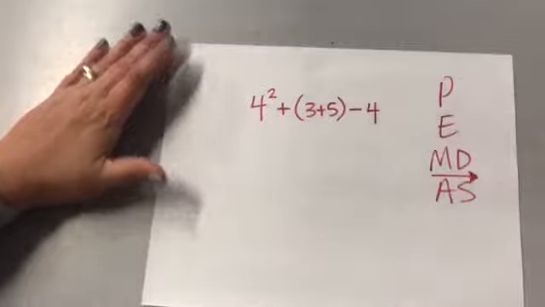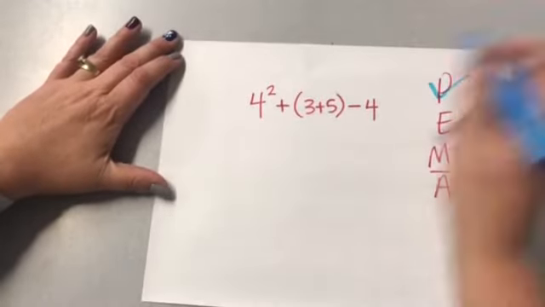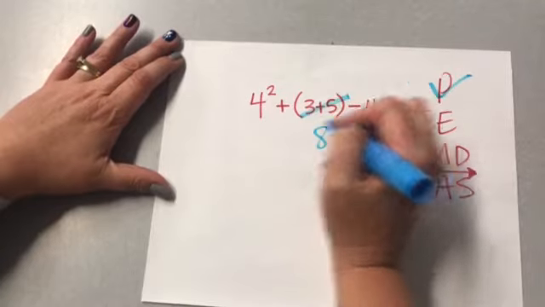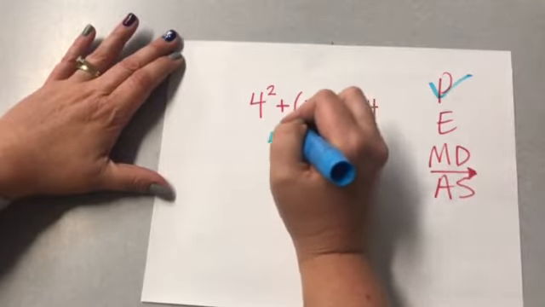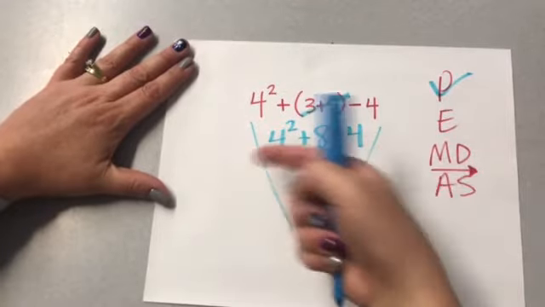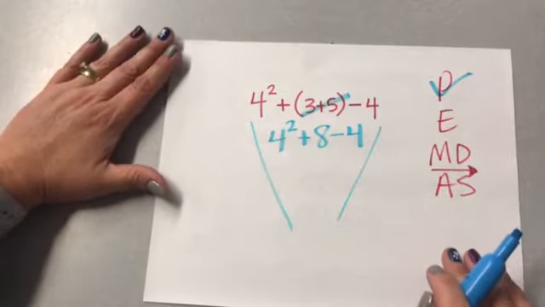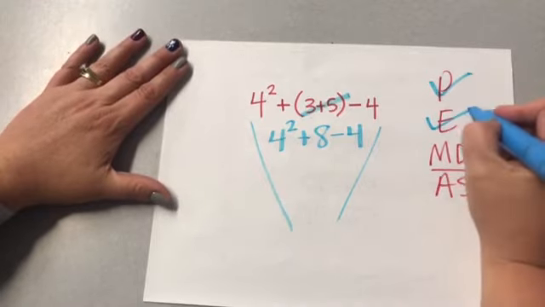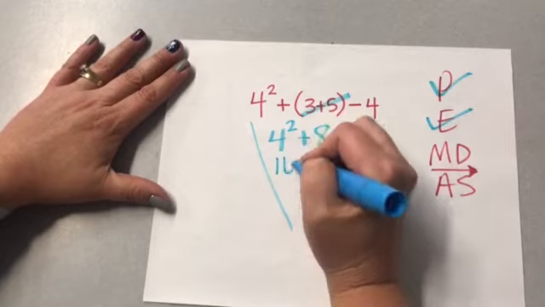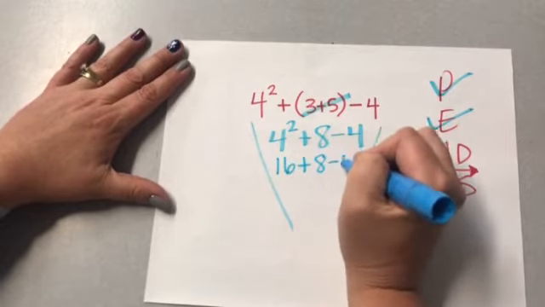Couple more problems here. First thing is parentheses. So I'm going to do 3 plus 5 is 8. 8 minus 4. I work backwards right there. It's kind of funky to write backwards, to write going this direction, but it's what we've got to do. Okay, so the next thing I do are exponents. 4 to the second power. That's 4 times 4. 4 times 4 is 16.